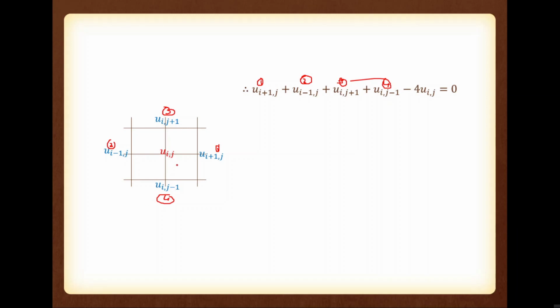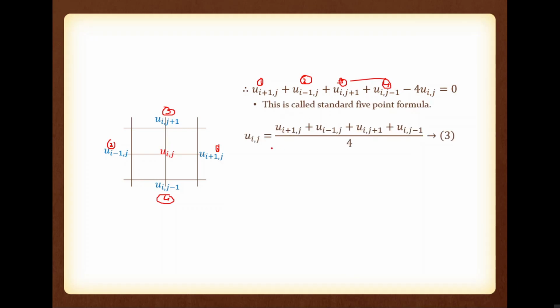Okay. So in order to do that, either you can use this equation if you are using the direct elimination method, or if you are using an iterative method, you have to modify this equation as ui comma j is equal to ui plus 1 comma j. Please move this one to the right hand side. Then divide the entire equation by 4. So we have ui comma j is equal to ui plus 1 comma j plus ui minus 1 comma j plus ui comma j plus 1 plus ui comma j minus 1 divided by 4.